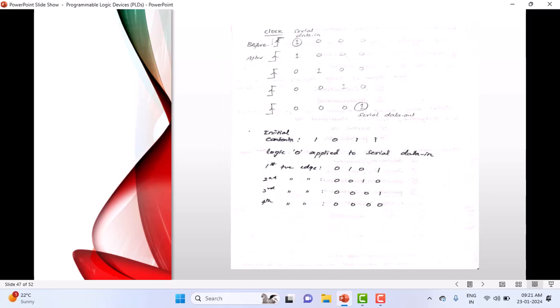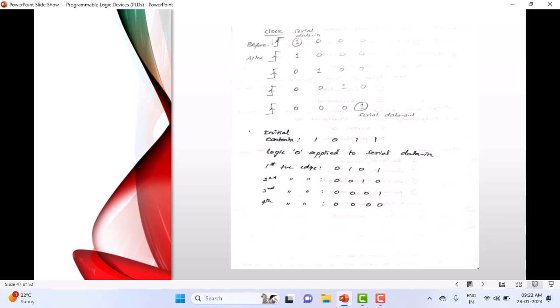Could you see this one? This slide shows you how data moves. Suppose I assume that 1011 is the initial contents. Logic 0 is applied to the serial data. Now what happens when the rising edge comes? When the first rising edge comes, you can see the 0 has been inserted. This 101 will be moved here now. This one is lost here, and you have the data 0101.